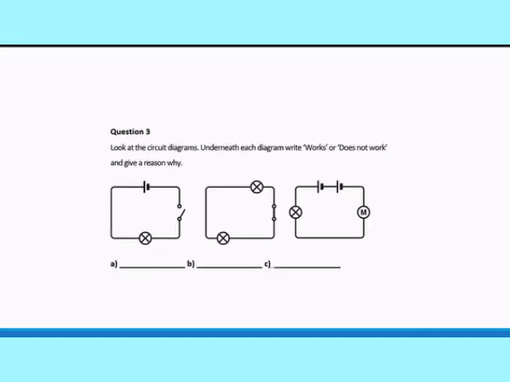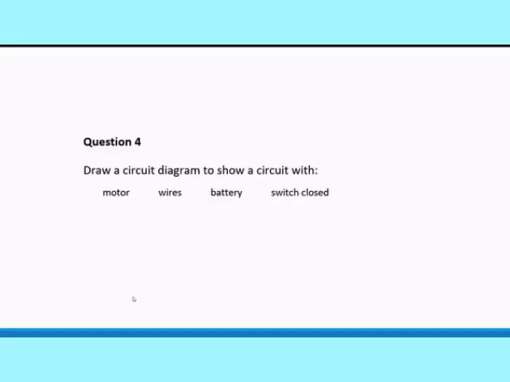Question 3. Look at the circuit diagrams. Underneath each diagram, write down works or does not work and give a reason why. You have these 3 circuit diagrams. You need to write in here whether it works or does not work and then explain why. Pause the video and record your answer. Question 4. Draw a circuit diagram to show a circuit with motor, wires, battery, switch closed. Pause your video and draw your circuit diagram now.